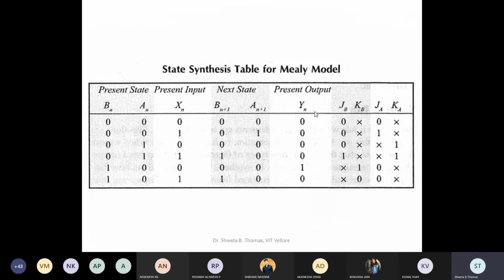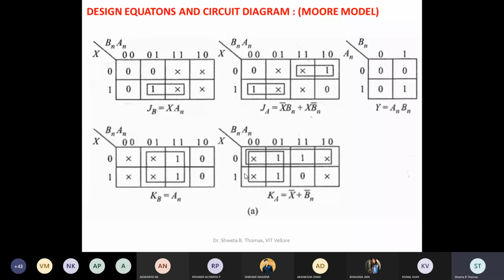Similarly, you can go for the Mealy model. In the Mealy model, the state assignment we have given is only for 3 states A, B, and C. And accordingly, we got the values. We have taken state A as 0, 0, state B as 0, 1, and state C as 1, 0. 1, 1 is skipped. Accordingly, we have filled the entries by using the same rule.